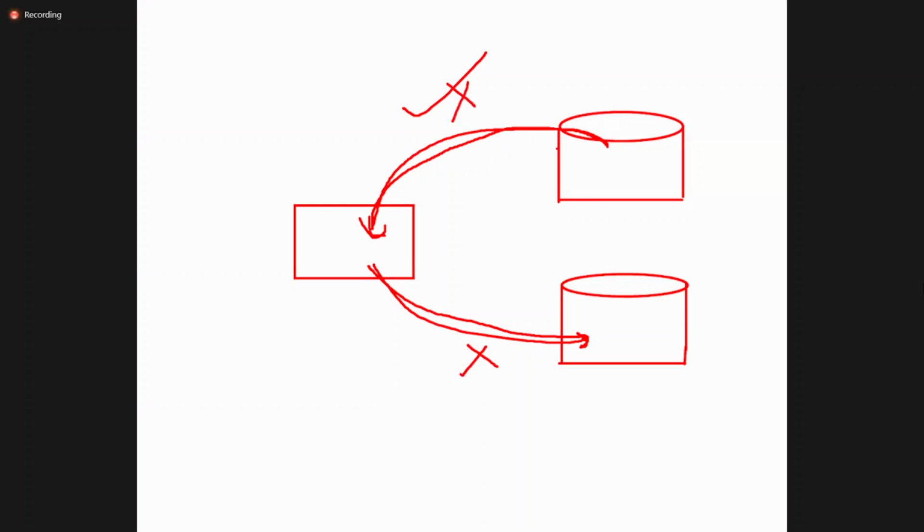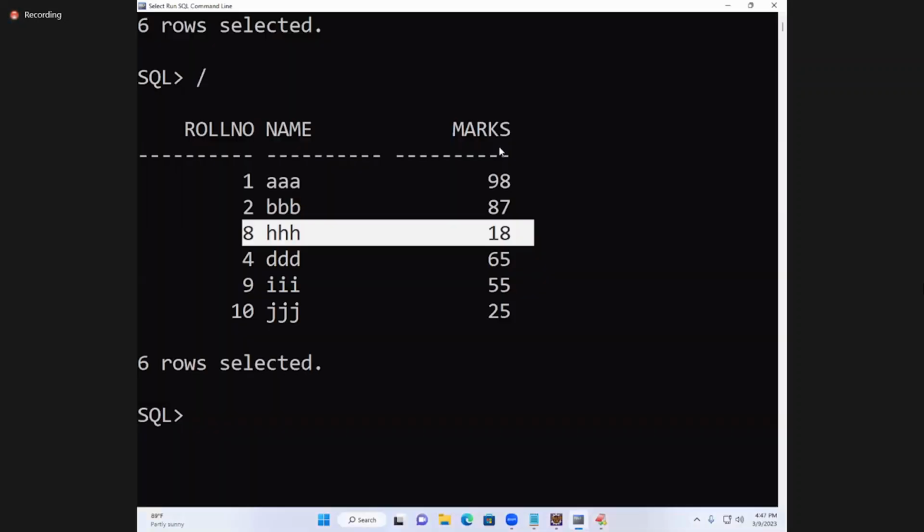Then what can we do? This transaction we can make under a save point. If it is failed, then you have to cancel this. If it is success, no need to cancel. Like this we will perform the operation.